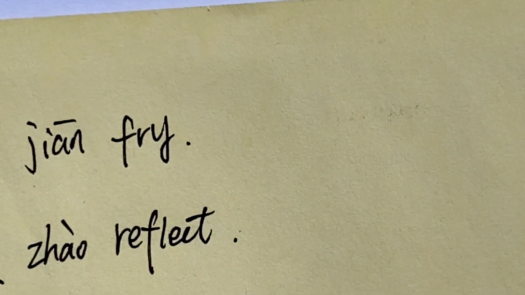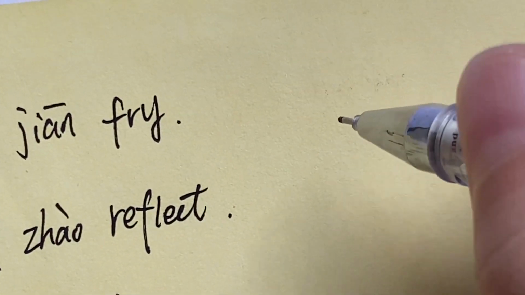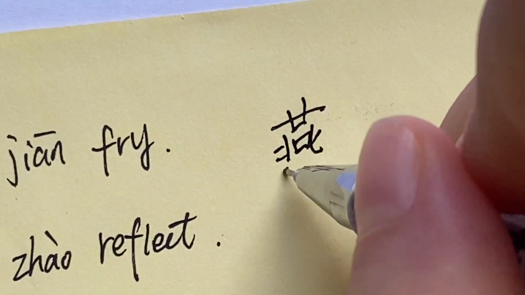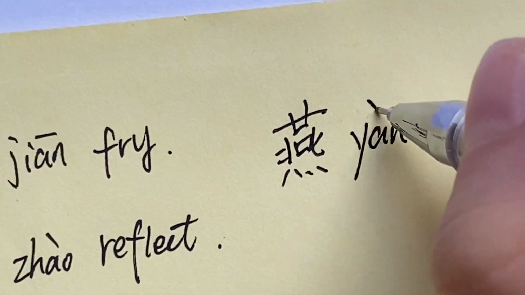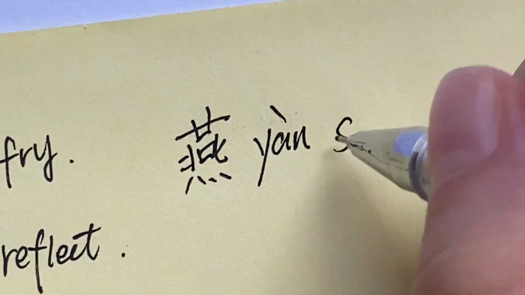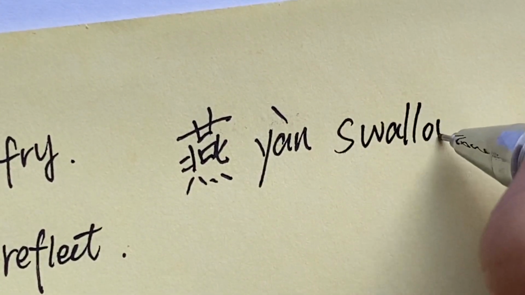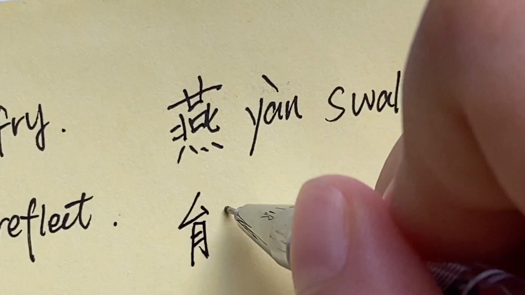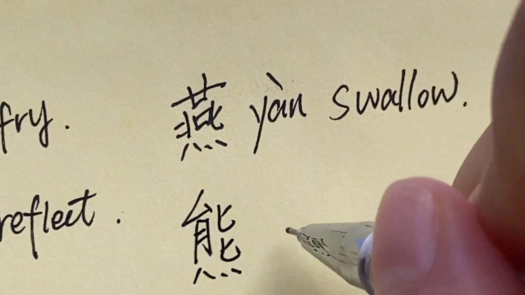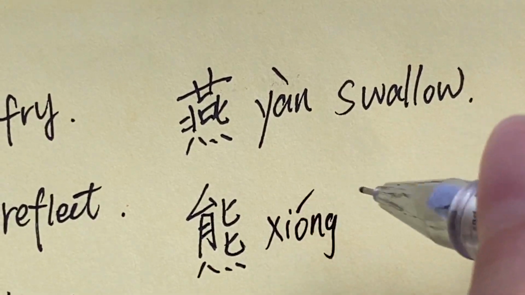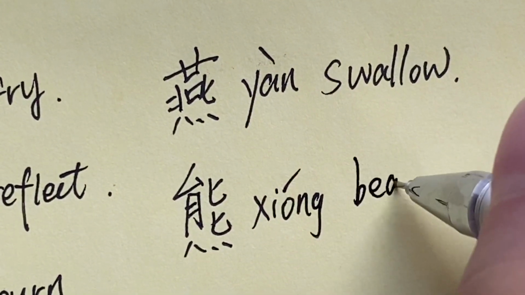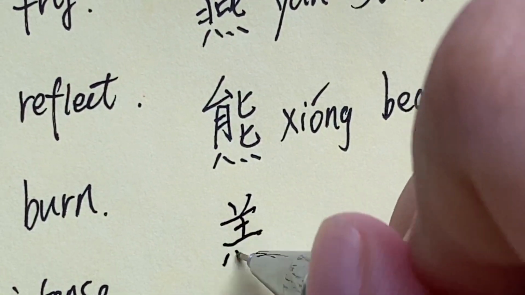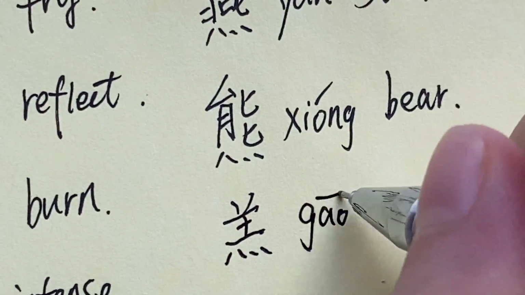四点 related to animal tails such as 雁 swallow, 熊 bear, 羔 lamb.